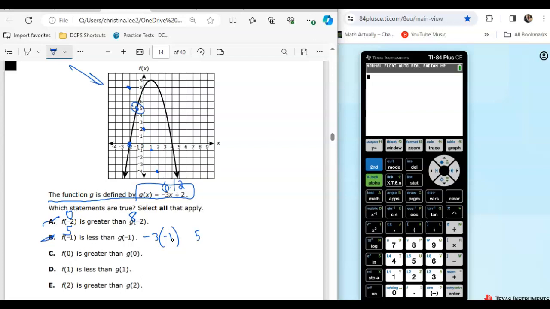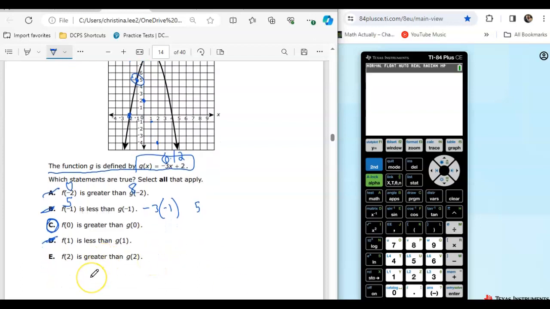F of 0 is greater than g of 0. So f of 0 is here. G of 0, if I plug in 0 here, I'll get 2. So 8 is greater than 2, so this is true. F of 1 is less than g of 1. So f of 1 is at its vertex here, which is 9. And then if I put in g of 1, that's going to be negative 3 plus 2. That's going to be negative 1. So that's not true. It's not less than. It would be greater than.